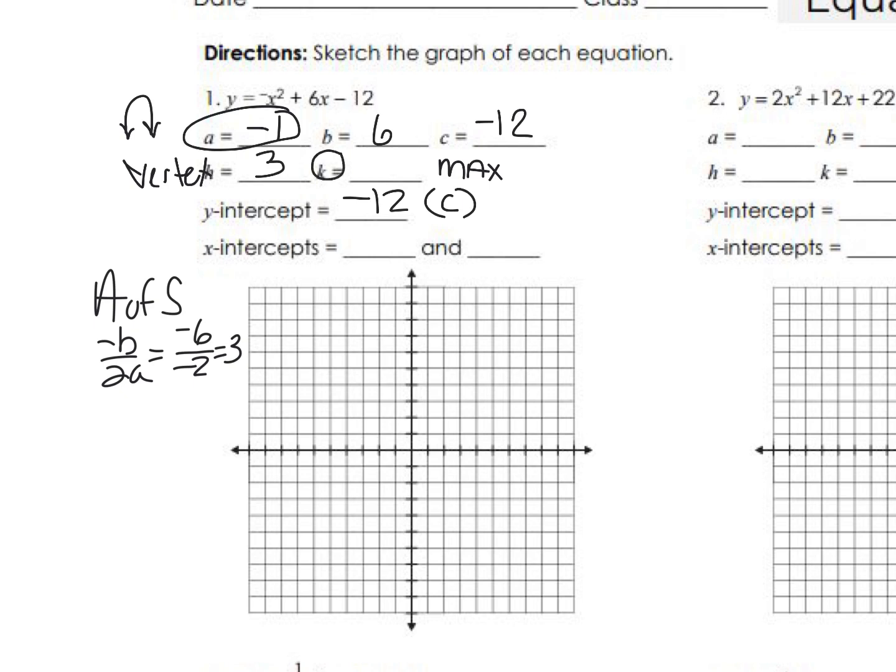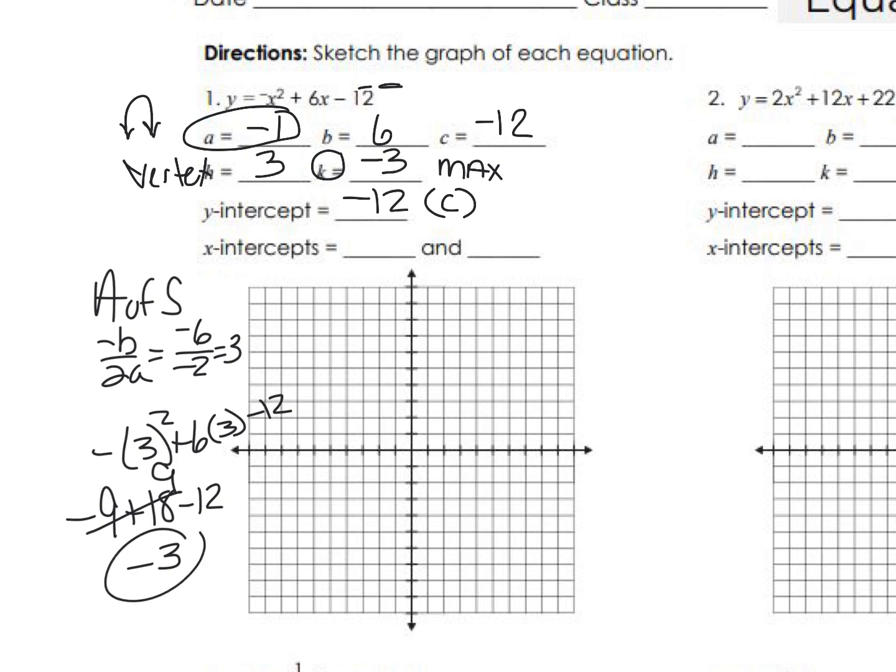So let's find the y-coordinate from my vertex. I'm going to plug in for my equation here: negative x squared, and my x was 3, so negative 3 squared plus 6 times 3 minus 12. So negative 3 squared is 9, plus 6 times 3 is 18, minus 12. So negative 9 plus 18 is 9, and 9 minus 12 is negative 3. So that'll be my y.